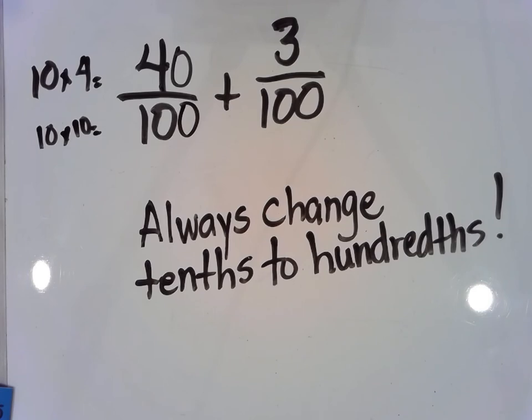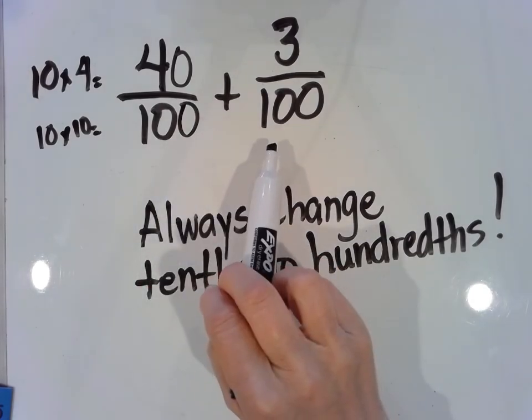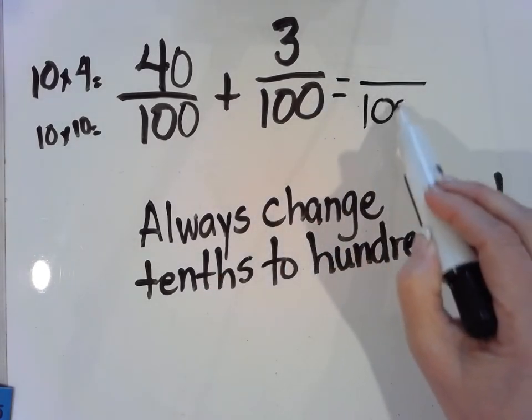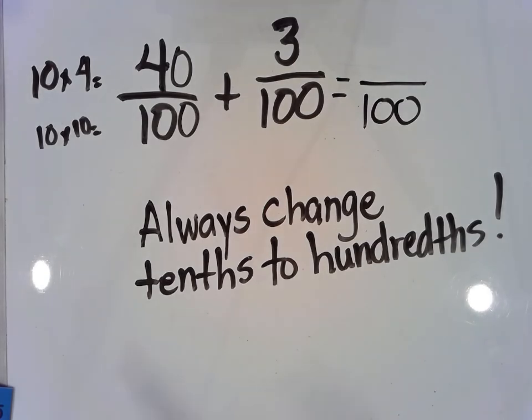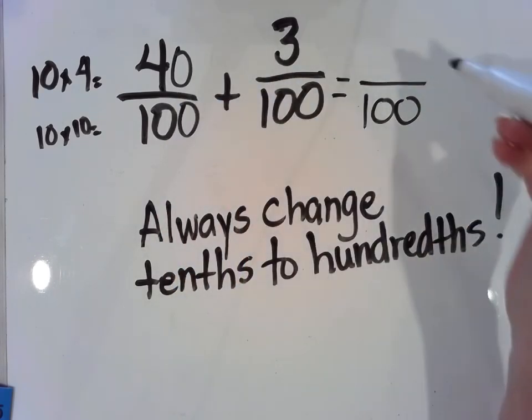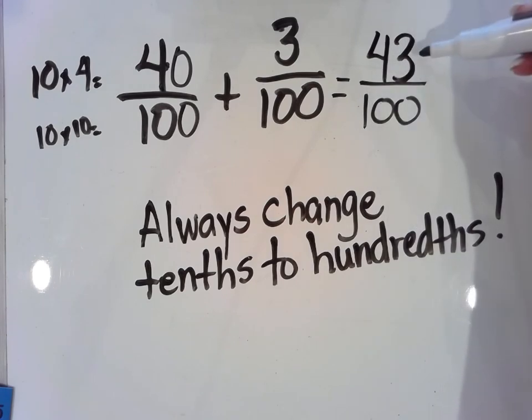I can now add these together. They have the same size denominator. Remember, your denominator is just going to stay the same. The size of the part will not change. You just add your numerators together. 40 plus 3 is 43, and we have 43 hundredths.